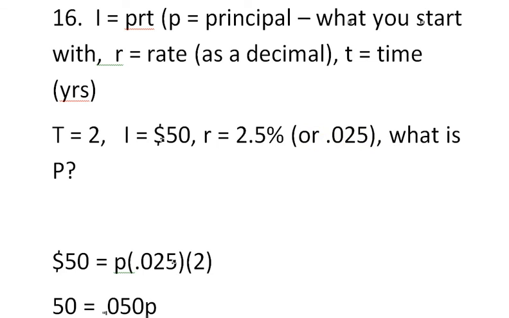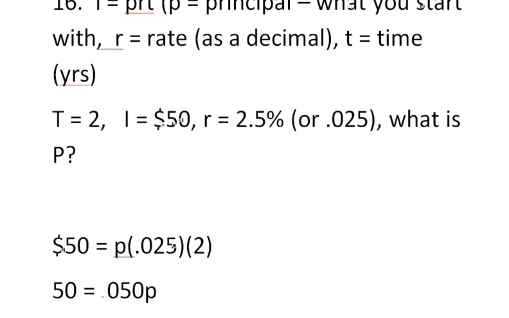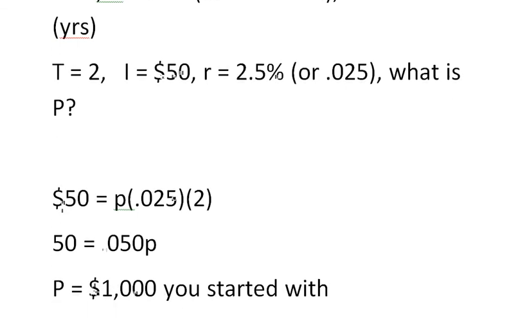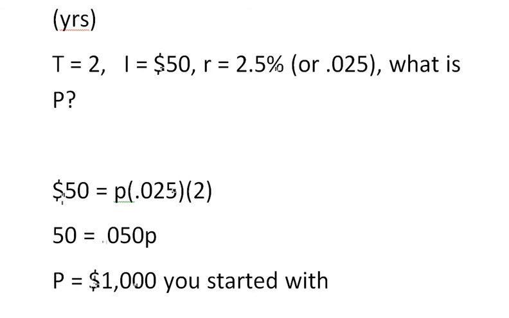What's my principal? So this formula that I have here, I'm just going to plug in all the info that I have. I have the I, it's 50, my interest that I earned. I don't know the p, so that stays a variable. I know my rate, I know my time. And I go ahead and I simplify the right side as much as I can, multiplying the 2 and the 0.025, and then divide by the 0.050 and find out that I started with $1,000.